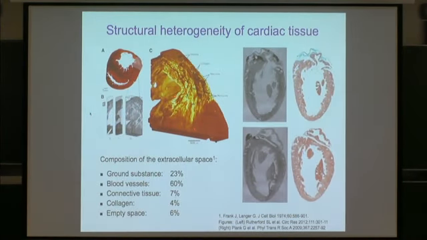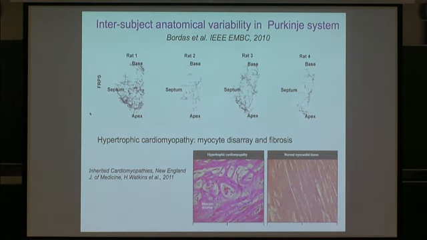So I apologise for some spatial things, but structured cardiac tissue is incredibly heterogeneous. One of the things I will be talking about at the end is what that means for the sort of mathematical models that you may build to describe the propagation of an electrical wave through this tissue. But the first part of my talk is about differences between people, animals, so inter-subject anatomical variability.